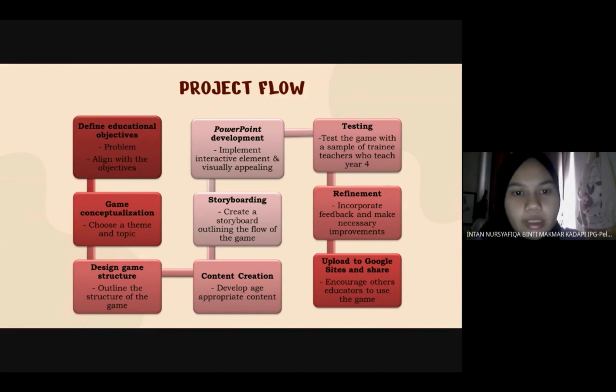And the next one is refinement. Based on the feedback received, we make necessary improvements. This includes adjusting the levels, polishing the visuals, and enhancing the overall user experience. And the last one, after all the feedback and refinement, we upload it to Google Site and share it with everyone, encouraging others, especially educators, to use the game to teach collective nouns to their pupils.